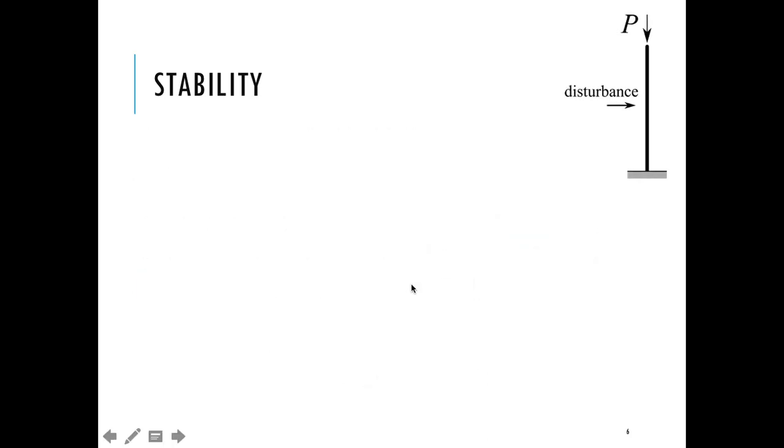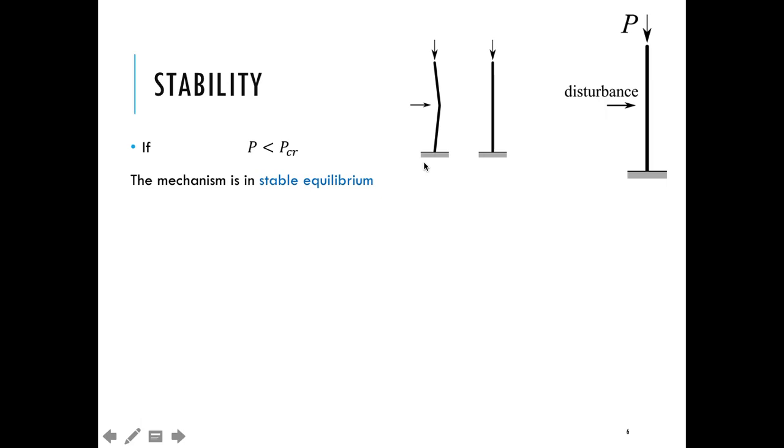Considering our column again, we have a beam which has a compressive load P being applied here, and then we bring some small disturbance to it. We can think about the different situations we've just discussed. If our applied load P is less than P critical, and we bring a small disturbance to the initial equilibrium of the system, then our restoring force is larger, such that after the disturbance is removed, the system returns to its original position. This is known as stable equilibrium.